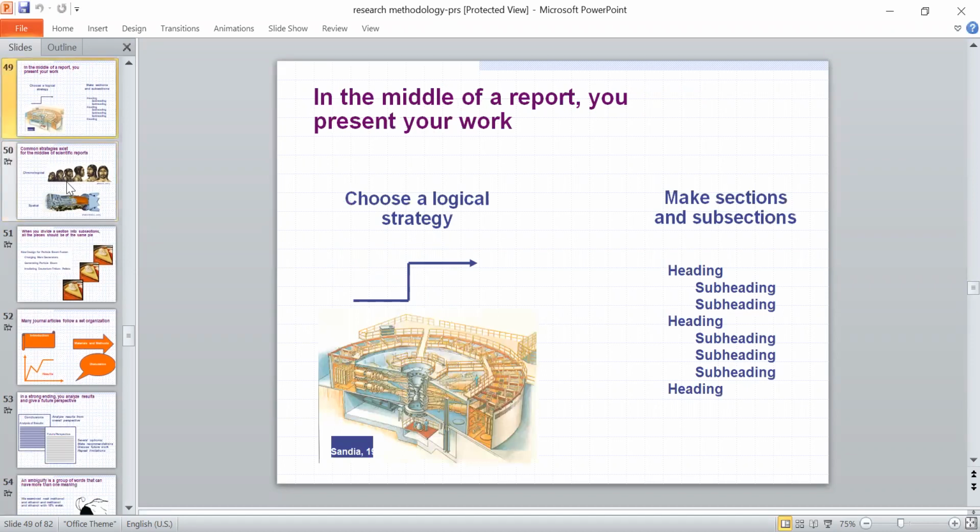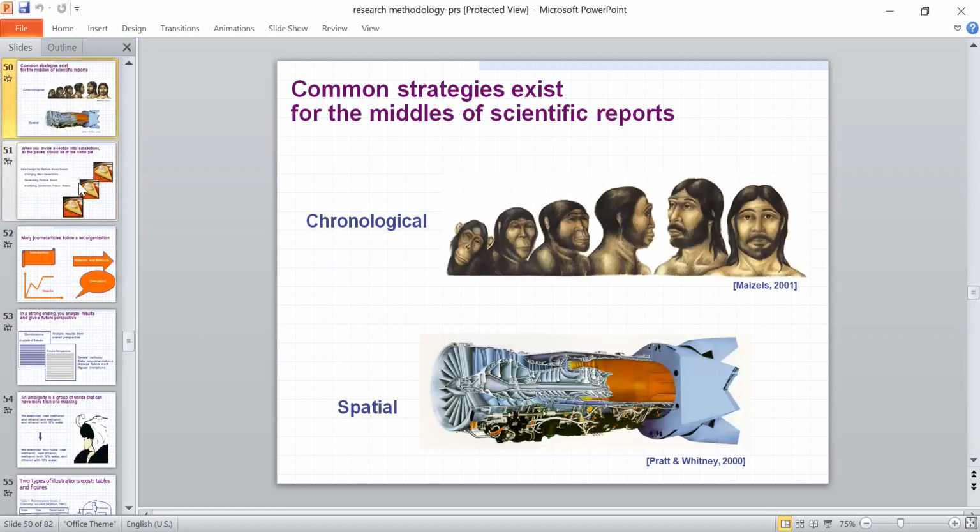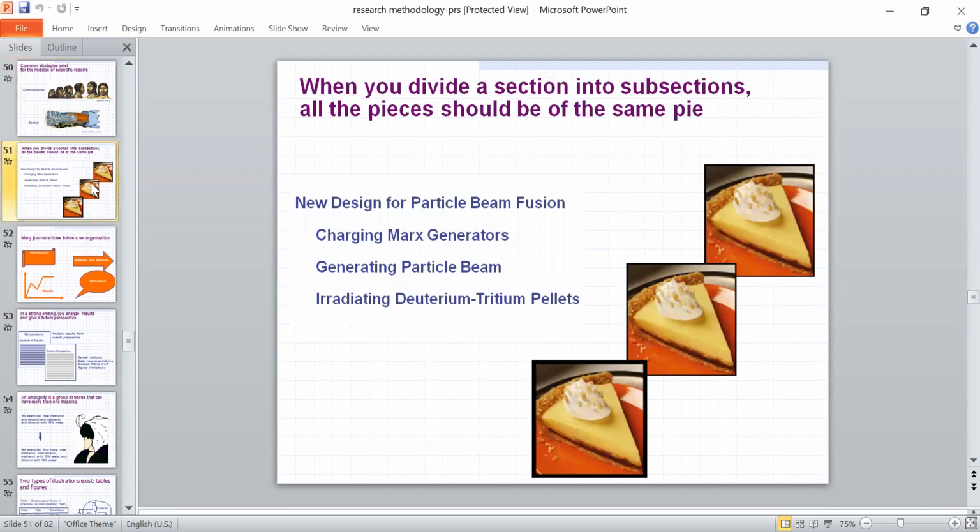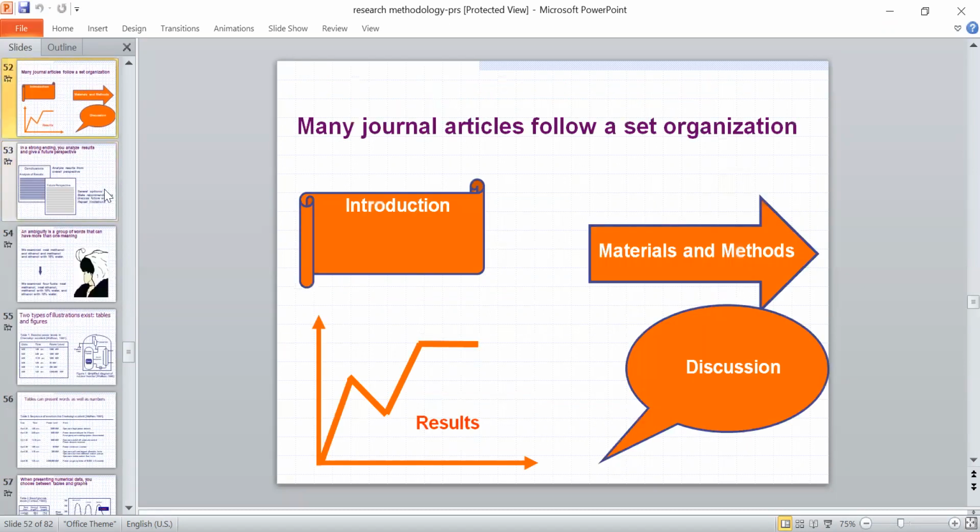In the middle of the report, you present your work and choose a logical strategy. Nowadays, people are showing more interest in how logically you present your strategy. That is very important. In the middle of scientific reports, maintain chronological order and structure. Articles follow a set organization: introduction, methods and materials, results, discussion. Consistency is very important; if you are not maintaining consistency, the editor or reviewer will immediately catch you.